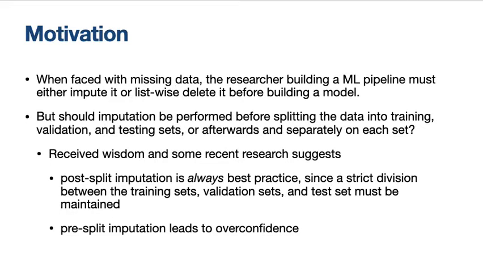The motivation of the project is that when faced with missing data, the researcher building an ML pipeline must either impute it or listwise delete it before building a model. The missing data has to be handled in some fashion. But should imputation be performed before splitting the data into training, validation, and testing sets, or afterwards and separately on each set so as to prevent the various sets from learning correlations in one another?